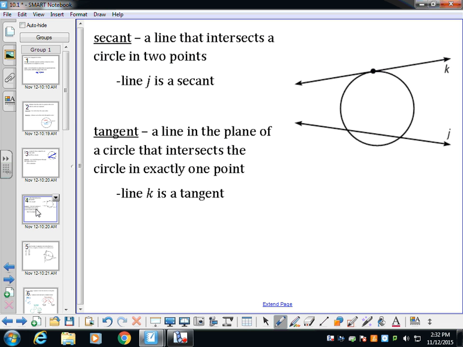A secant is a line that intersects my circle in exactly 2 points. For example, line J would be a secant. A tangent is a line that intersects my circle in exactly 1 point. We're going to spend more time talking about tangents because they generally hold more properties.